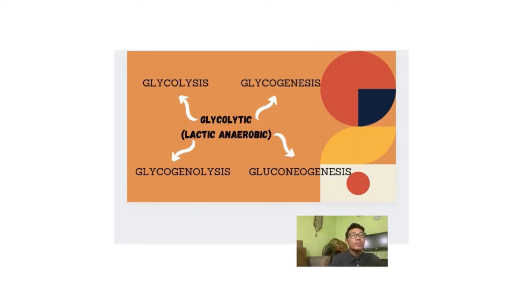So now I present about glycolytic, which is lactic anaerobic. The first one is glycolysis, which is the breakdown of glucose and may be anaerobic or aerobic. Secondly, glycogenesis. It's a process by which glycogen is synthesized from glucose to be stored in the liver. Thirdly, glycogenolysis, which is the process by which glycogen is broken into glucose 1-phosphate to be used by muscles. And lastly is gluconeogenesis, which is formation of glucose from non-carbohydrate sources, which is in the liver.